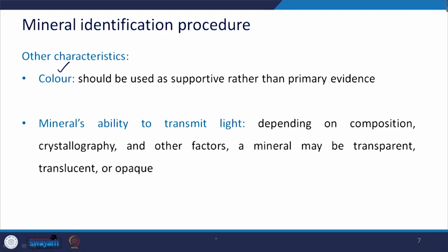The next one is the mineral's ability to transmit light. Depending upon the composition, crystallography, and a few other factors, one mineral may be transparent, translucent, or opaque. Transparent, everybody knows what we mean by that. Translucent means it has the capacity to transmit the light. So, based upon the mineralogical composition, again we can use this property of the mineral for its identification.